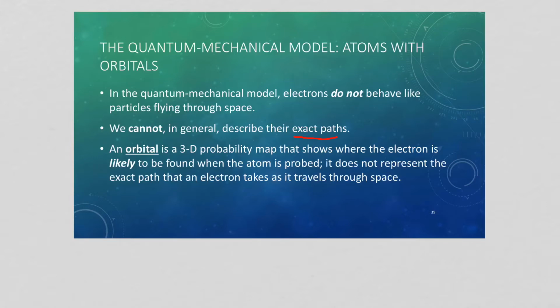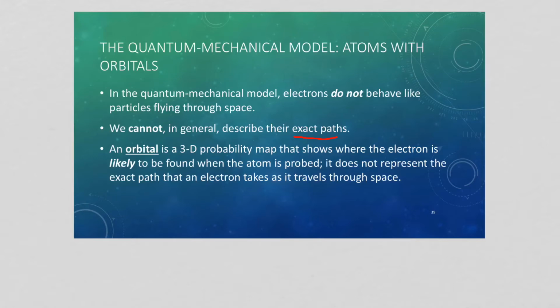Now, a quantum mechanical orbital, right, is a 3D probability map. So in the Bohr model, we had these orbits, right, which sort of envisioned, like we think about planets orbiting the sun, right? In a quantum mechanical model, it's a little bit more complex, and these orbits are replaced by what we call orbitals, which are 3D probability maps. Now, what these probability maps show is where an electron of a given energy or other properties is likely to be found if you were to look for it, right?